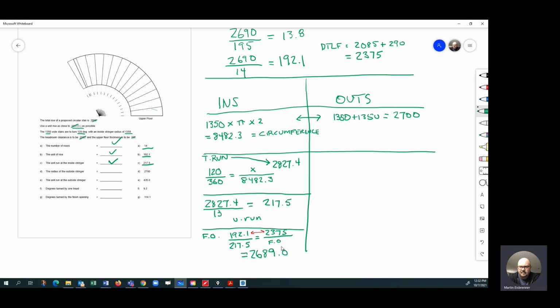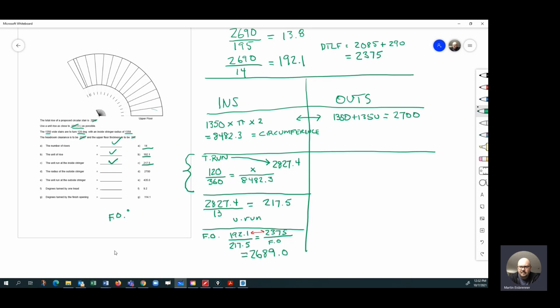2689.0 is what I'm getting for a finished opening on this guy. And then we want to figure out the finished opening in degrees. And you can either use the inside or outside for that, doesn't matter. But since we're here anyway, and this step is similar to this step in that we are comparing it to the full circle, I think the module shows you two different ways to do it.